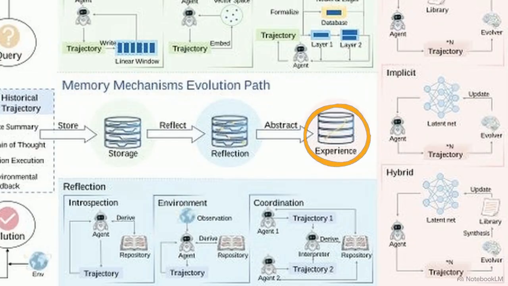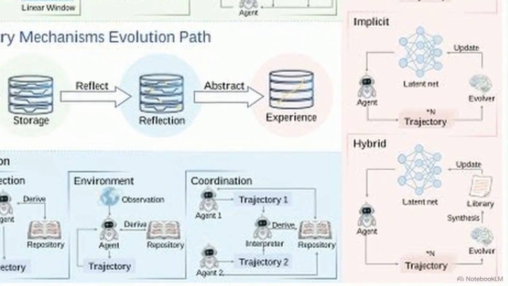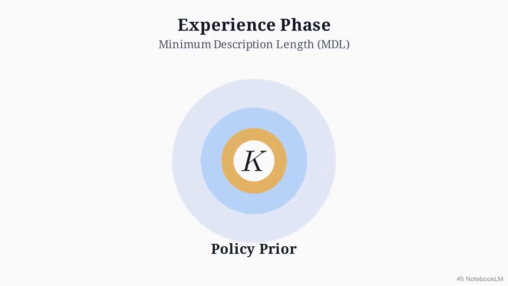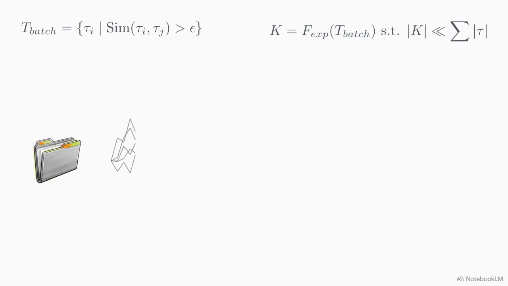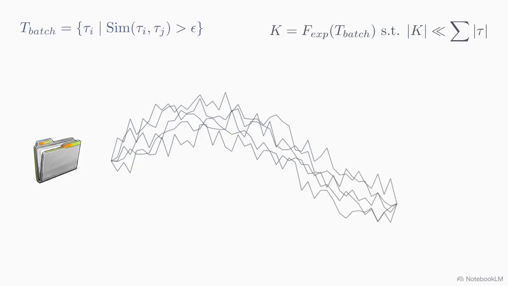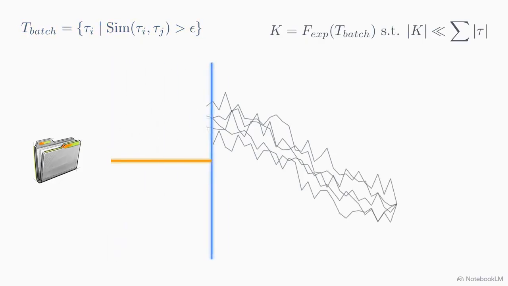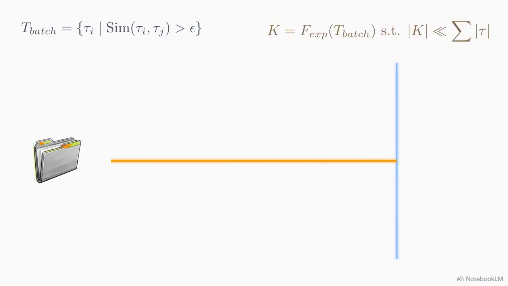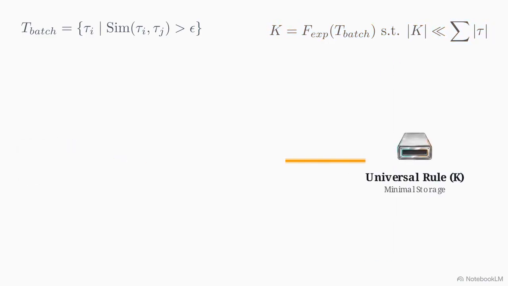Detaching the rule brings us to the final evolutionary stage, experience. Here, the system shifts from refining a localized trajectory to abstracting patterns across multiple trajectories. The experience phase operates on the minimum description length principle. The mathematical objective is to compress massive batches of redundant interaction logs into the smallest possible representation. The equations for this phase show the agent isolating topologically similar paths. From this chaos, it extracts a clean, universally applicable rule set, K, that requires a fraction of the original storage space.